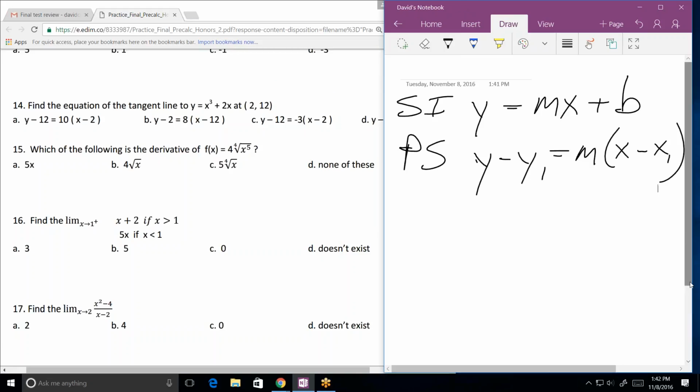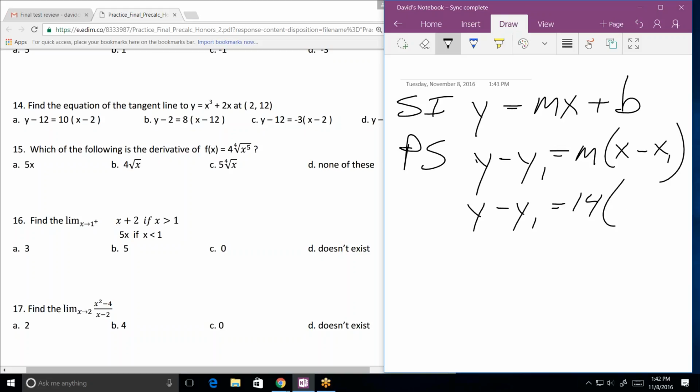Well, what was our slope? I think it was 14. Yeah, my bad, 14. It was 3x squared, 12 plus 2, yeah. So we know this much. y minus y sub 1 equals 14 times x minus x sub 1. Evaluate that at the point 2 comma 12. It's called point-slope for a reason. If you have a point and a slope, this is the best format to use.